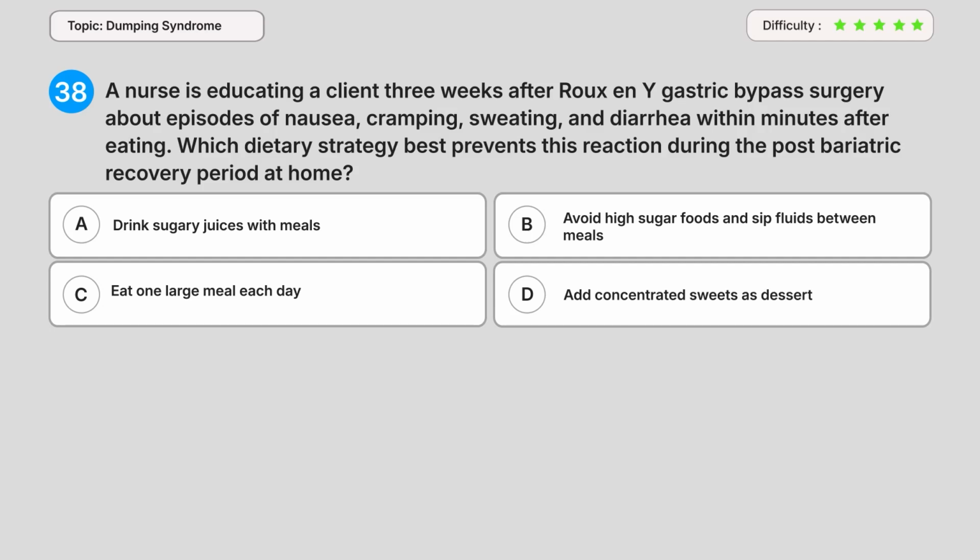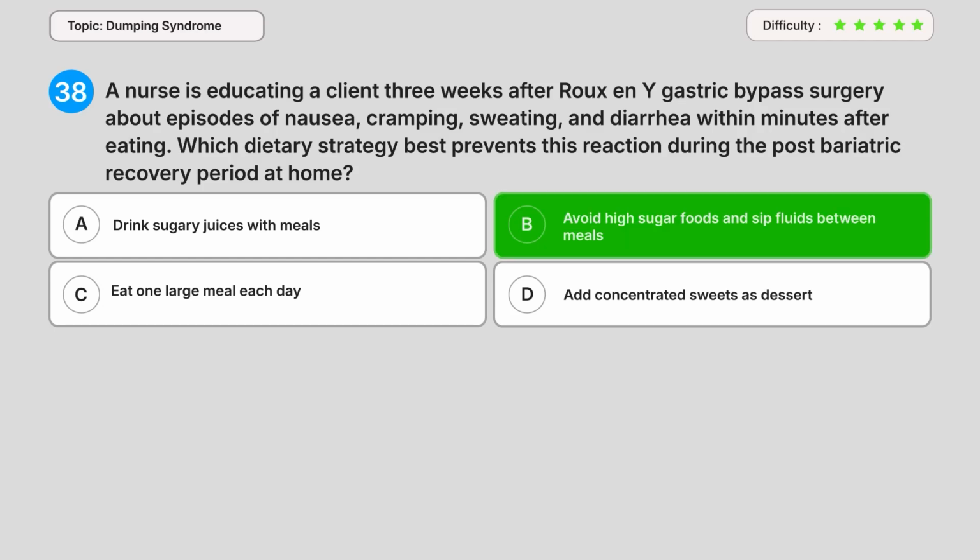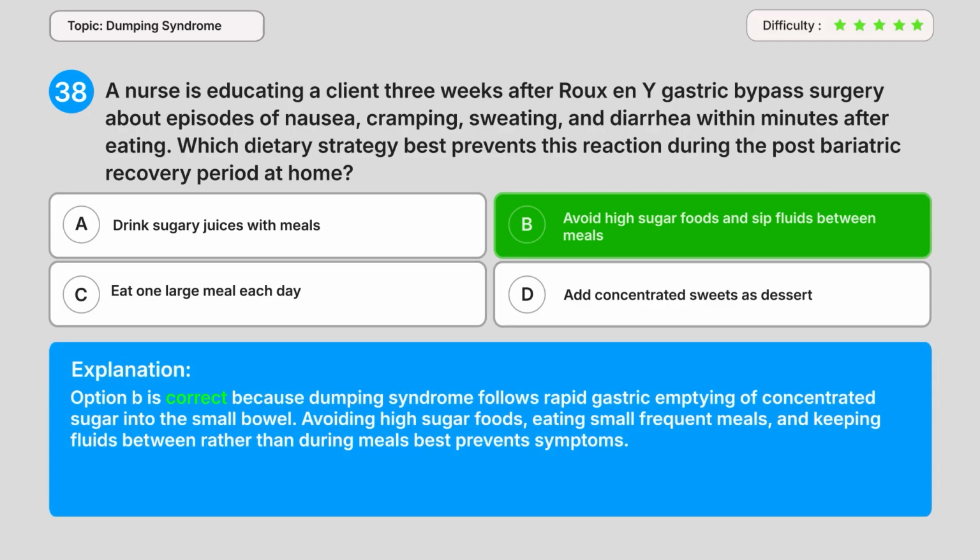Correct answer: B. Avoid high sugar foods and sip fluids between meals. Explanation: Option B is correct because dumping syndrome follows rapid gastric emptying of concentrated sugar into the small bowel. Avoiding high sugar foods, eating small frequent meals, and keeping fluids between rather than during meals best prevents symptoms.